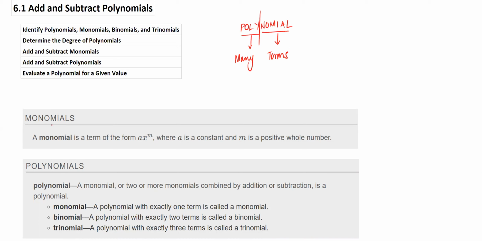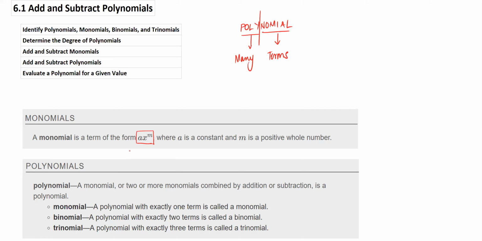Okay. So here you see the definition for monomial. It is a term that is of the form ax power m. Okay, so it's a term with a variable and a number, and the variable raised to a power. Okay, so as you can see, they say ax power m, where a is a constant and m is a positive whole number. The power is always a positive whole number. Okay, so your terms are a combination of numbers and letters, with letters raised to powers. That's what a term means.